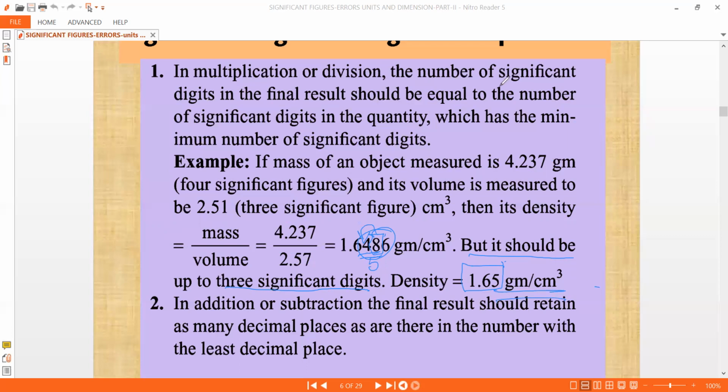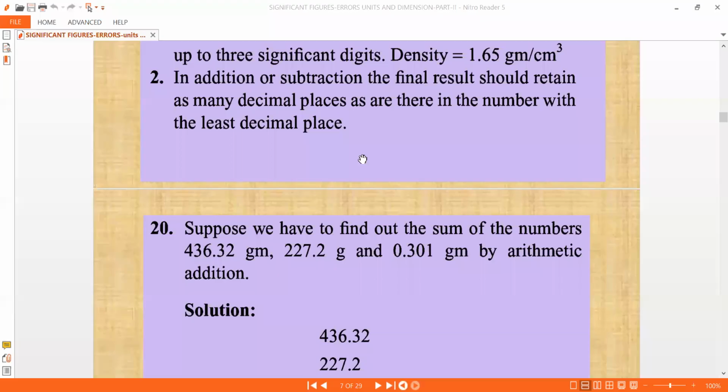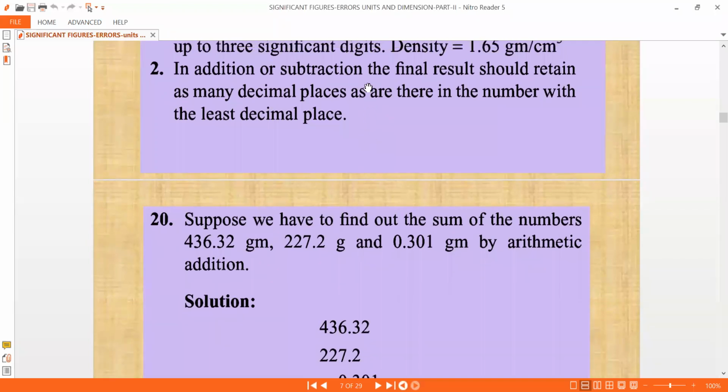Now let us move on further. So in addition or subtraction, the final result should retain as many decimal places as there are in the number with the least decimal places. So this is the idea while doing addition and subtraction.